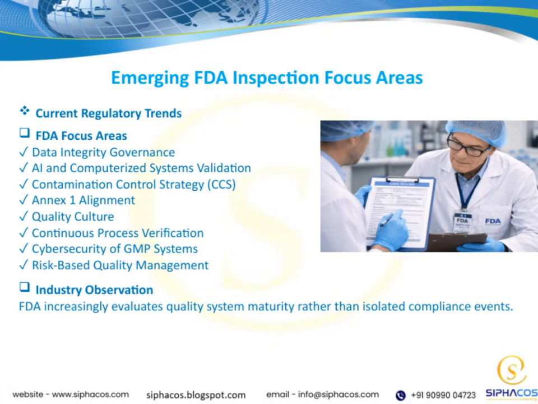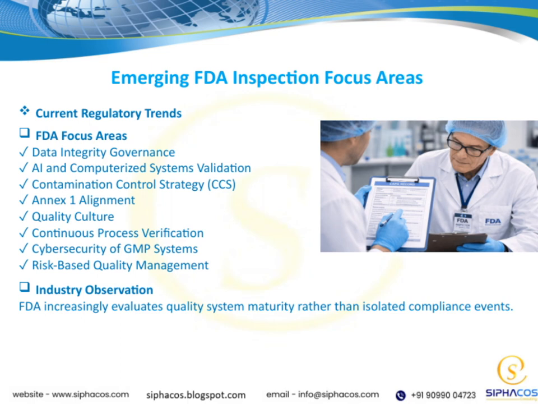Let's look at where the FDA is focusing its inspection efforts today. They're paying close attention to data integrity governance, making sure data is accurate and reliable. AI and computerized systems validation are also key, as technology plays a bigger role. Contamination control strategies and alignment with Annex 1 show a push for safer, cleaner processes. Quality culture and continuous process verification highlight ongoing improvement. Cybersecurity in GMP systems is critical alongside risk-based quality management. Overall, the FDA is shifting from just spotting compliance issues to evaluating how mature and robust a company's entire quality system really is.